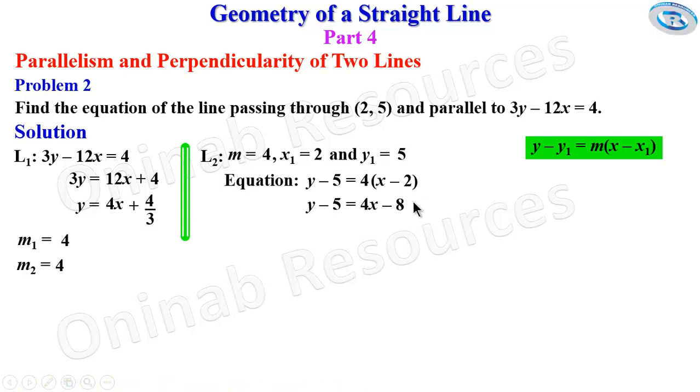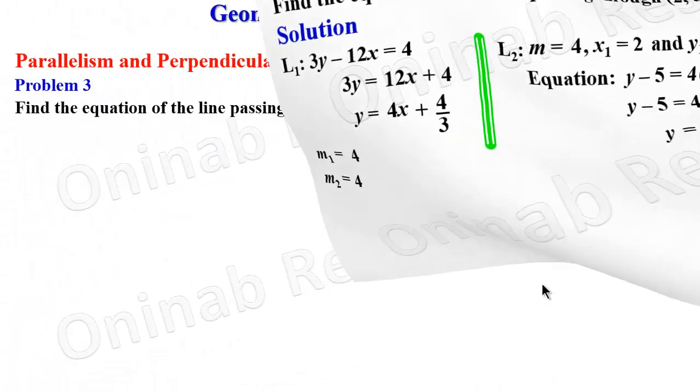So we take this to the right hand side. We are going to have y equal to 4x. Negative 8 plus 5 will give us negative 3. And that's the equation of the line passing through (2, 5) and parallel to 3y minus 12x equals 4. So we then go to problem 3.